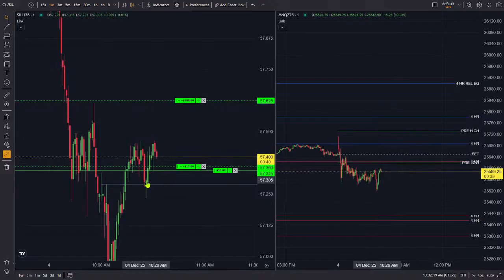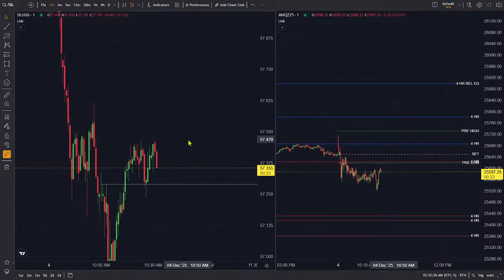This fair value gap right here is the reason I got into it. We took that, we pushed down, and we put a fair value gap to the upside, and I may end up getting stopped out here. It may range here a while. Yeah, I got stopped. And that's silver, it does that. It really does take a lot of movement.